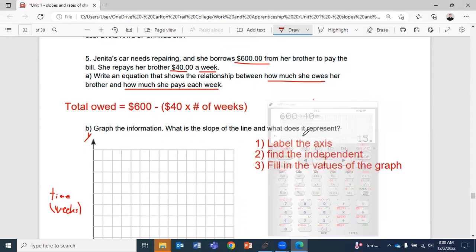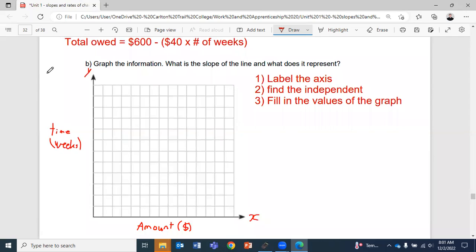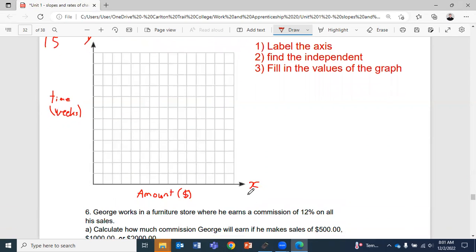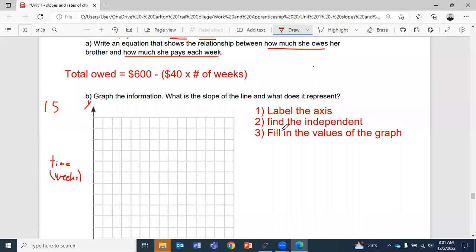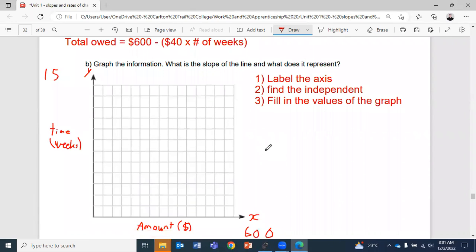Okay, so I know I need to go at least 15 up here, and at least 600 on the x-axis. That's what I need to fill in on this graph. So let's try and figure out nice clean numbers.